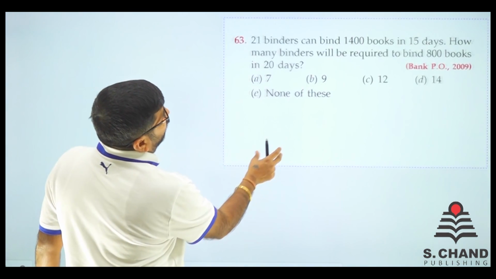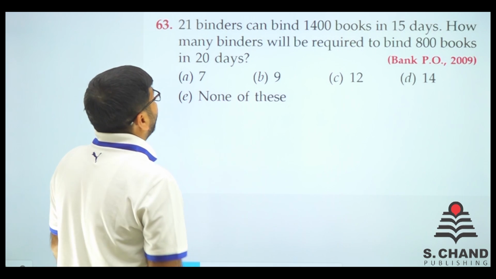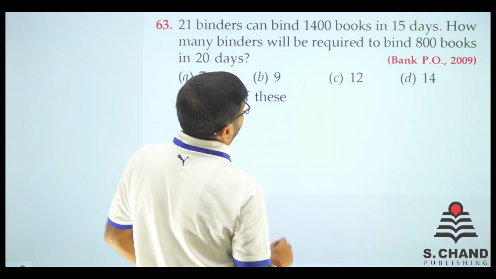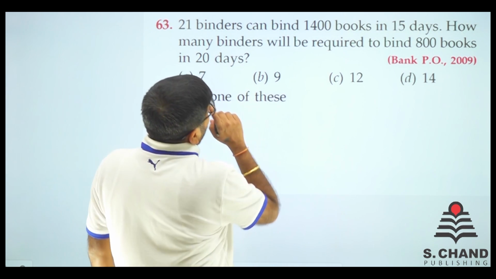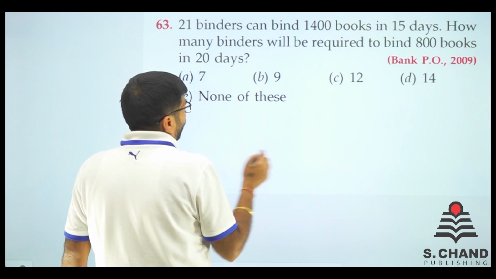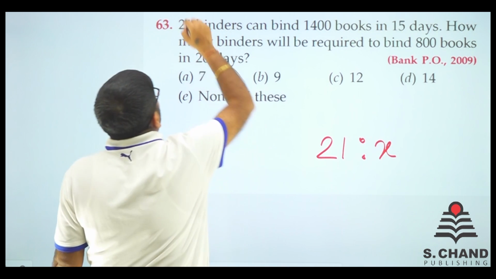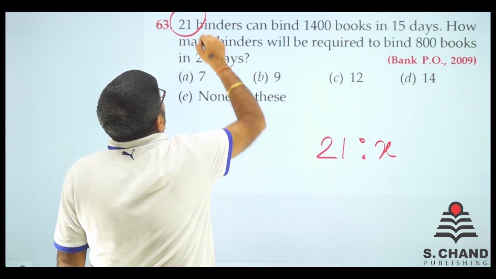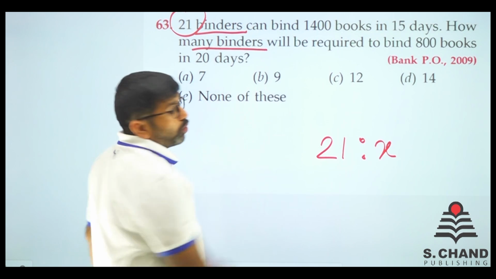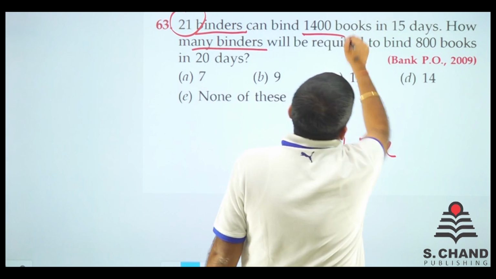Question number 63, different question altogether. Let's see what does it say. 21 binders can bind 1400 books in 15 days, right? So what we do is, how many binders? So we need binders now. We have 21 is to x. Why is it 21 to x? Because 21 is the binder and we need to find more binders. We have 1400 books here, we have 15 days, we have 20 days and 800 books, right?